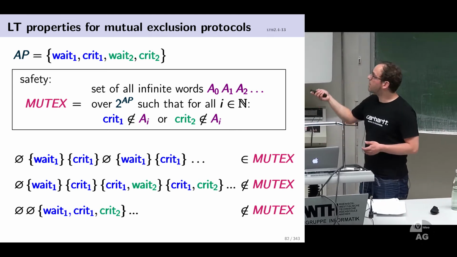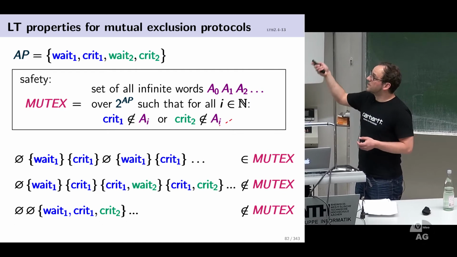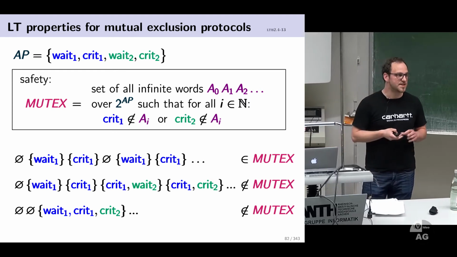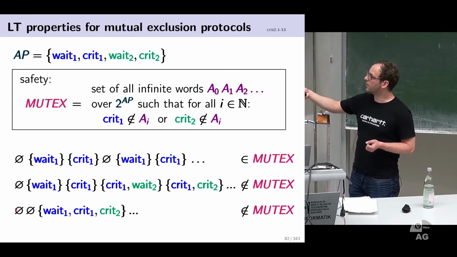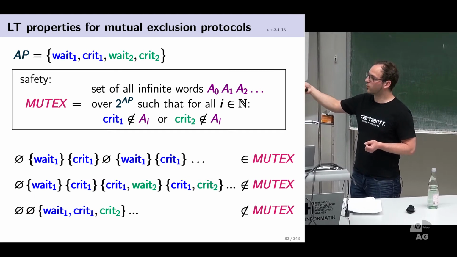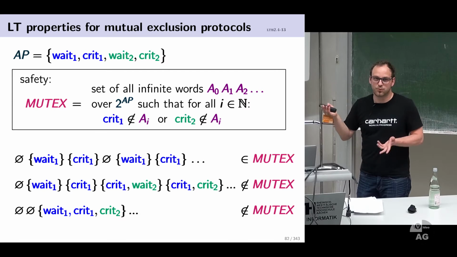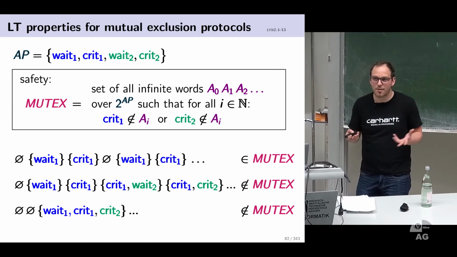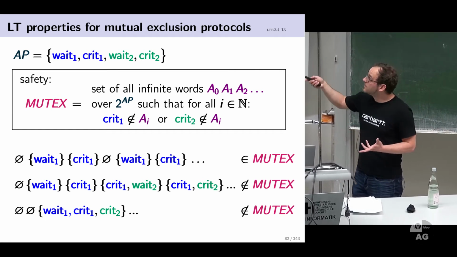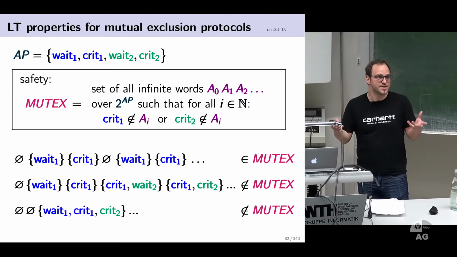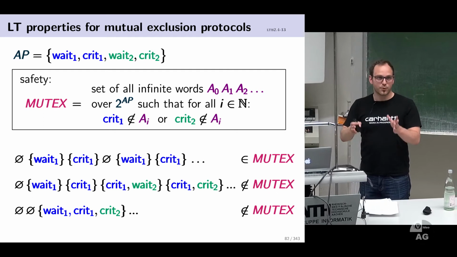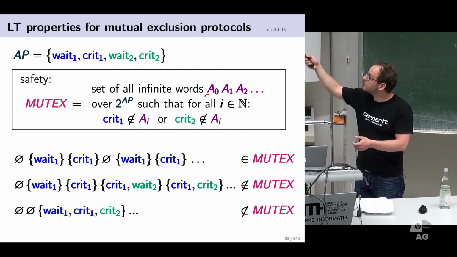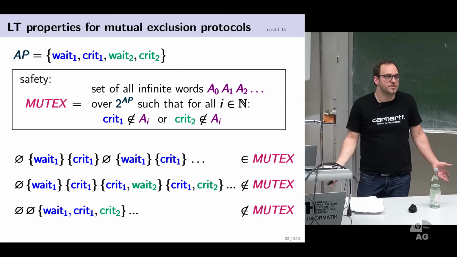And finally, I want to remark that the words contained in this property don't necessarily need to make sense for your transition system. For example, we could look at the following word: empty set, wait 1, crit 2. You could ask, how can process 1 be waiting and process 2 in its critical section? That somehow doesn't make sense. But the property that we defined here doesn't care about a transition system. It just says what the infinite words contained in this property are. And this word satisfies the property that we wrote up here, so it is contained in the mutex property. Simple as that.